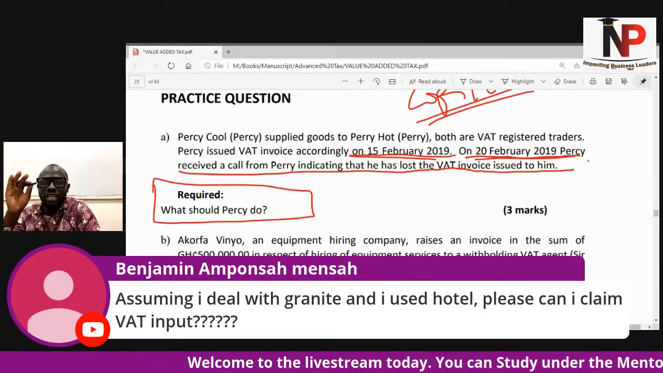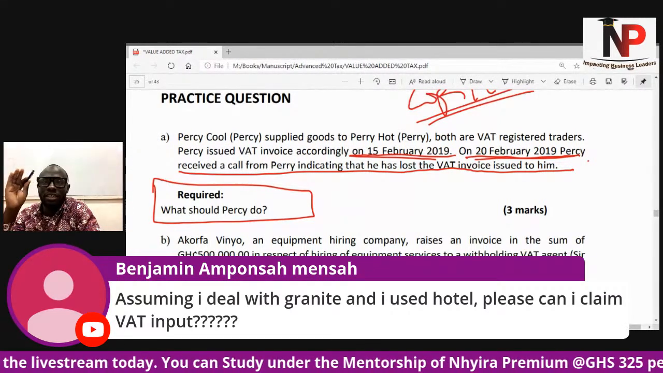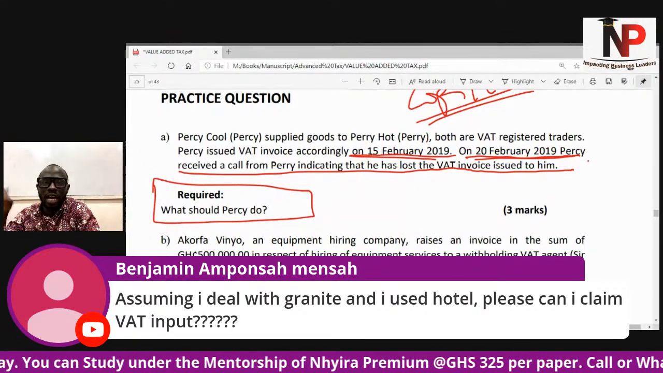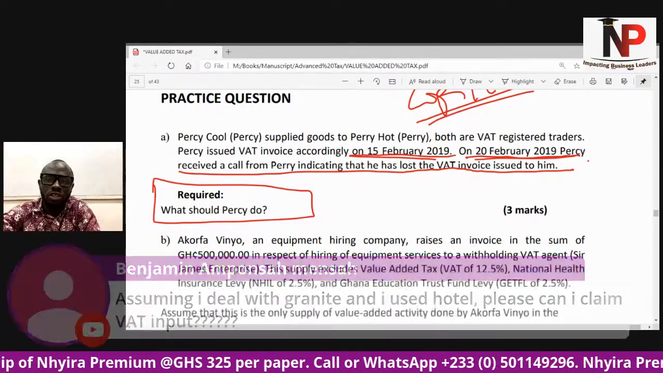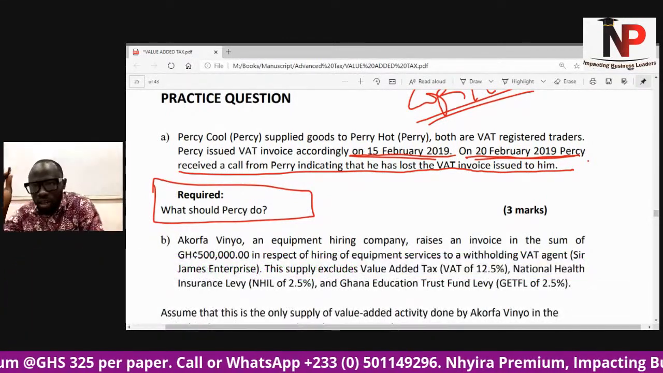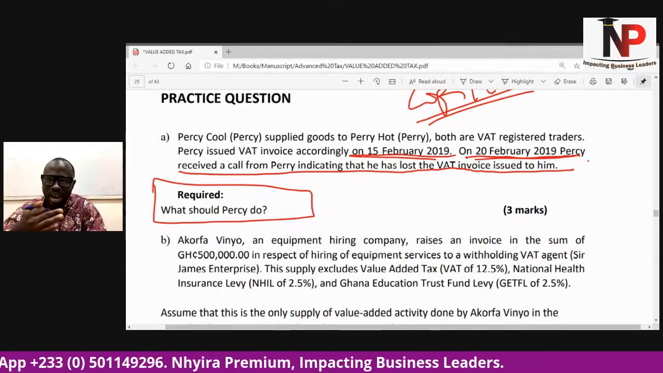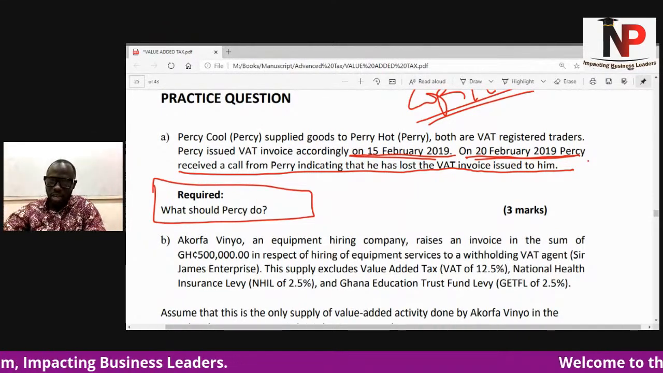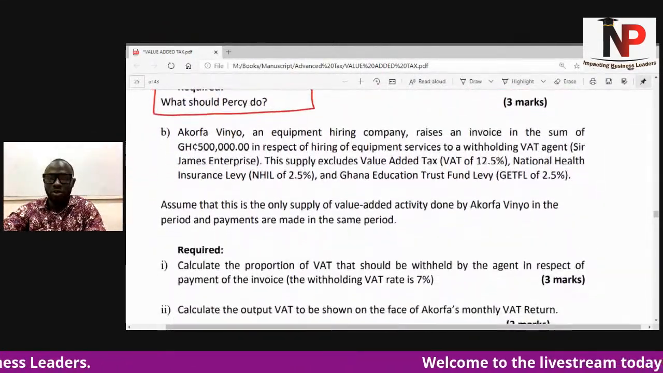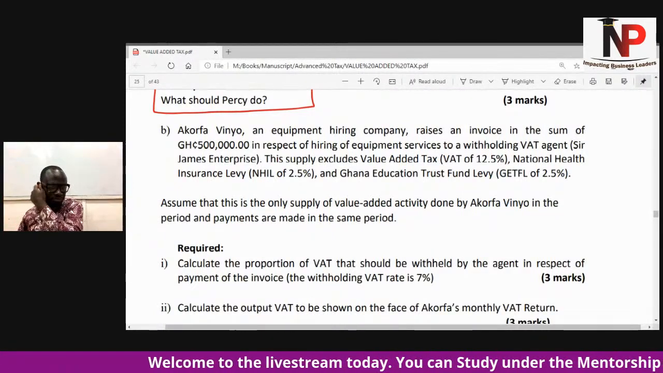I don't know the point you're actually driving at. One thing we know is that you can't claim VAT on entertainment, hotel, and those things. You can't claim entertainment on that. But I don't understand the context of your question well. So if you can rephrase your question so that it becomes clearer. Because you said you deal in granite and you use hotel. I don't understand what you are actually driving at. So clarify your points for me, and then I can provide you with a better answer.